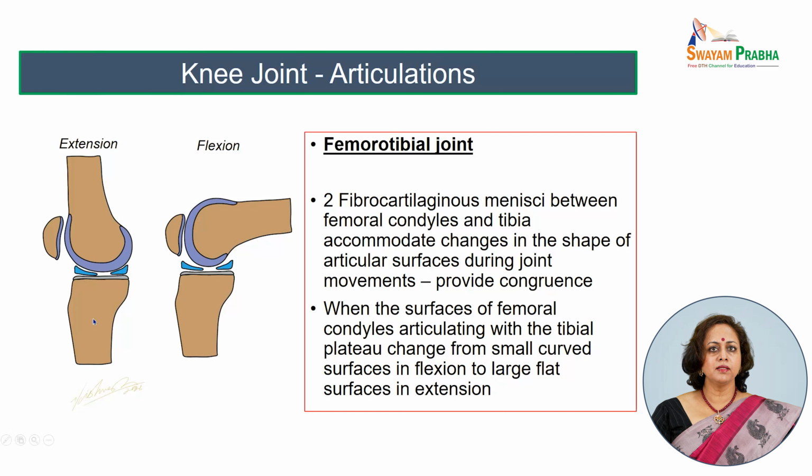If you look here, this is in extension and this is in flexion. In extension, the femoral condyles have a flatter shape, but in flexion, the femoral condyles have a more curved shape. So these menisci accommodate for the changes in shape of the femoral articulating surfaces between different stages of flexion and extension.